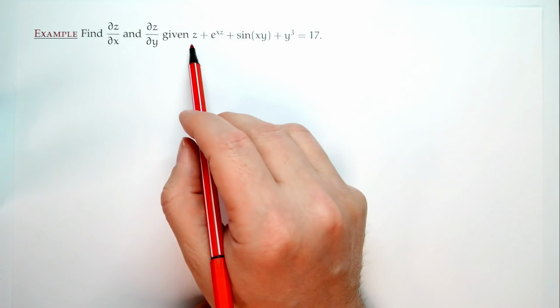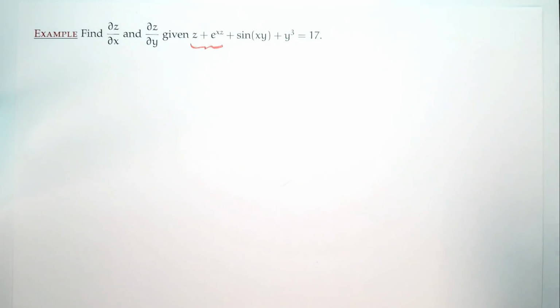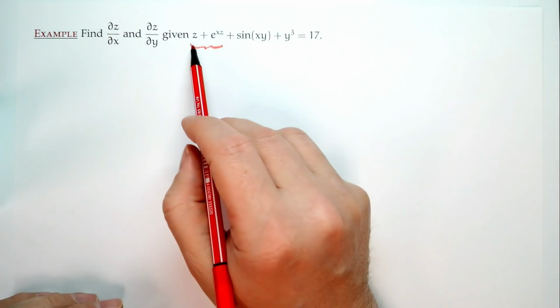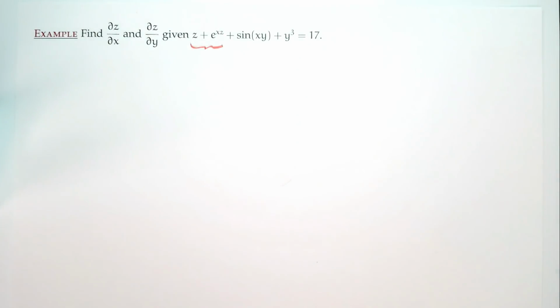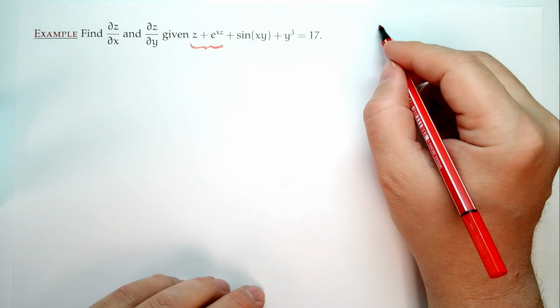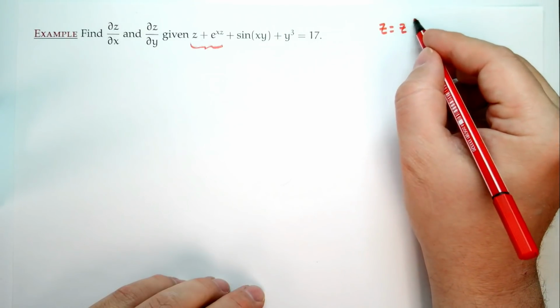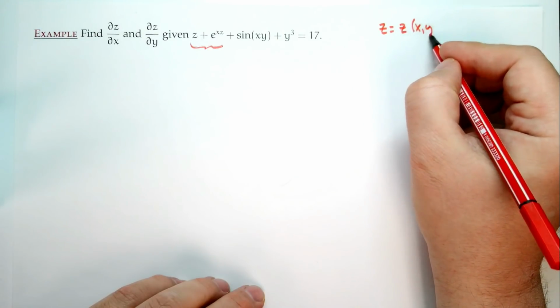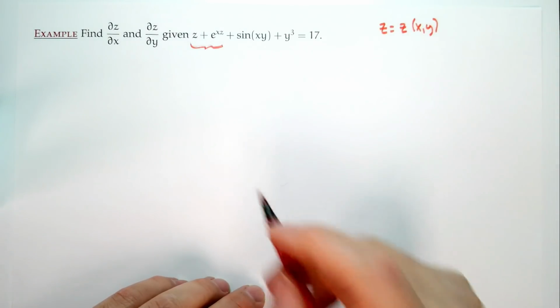Now this is implicit because here we can't solve for z. There's no way to do it, because I can't get z by itself, since there's an e to the xz upstairs. So there's no way to solve for z. But the key to this problem, and to every implicit differentiation problem, is that every time I think of z, I'm always going to say that it's actually a function of x and y. Now, I don't know which function it is, but I'm going to think of it that way.